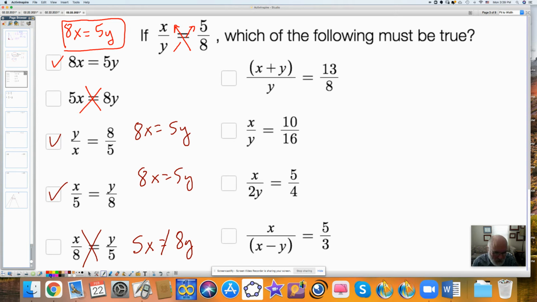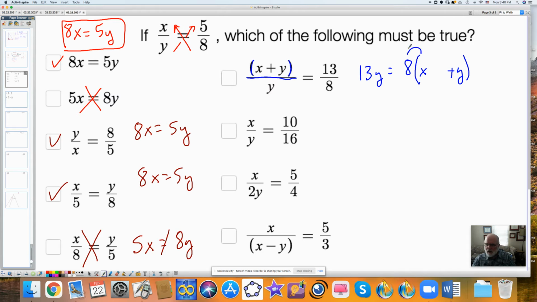Then we come to one that's a little bit different. I'll give this one with an x and a y. Now notice this horizontal line, this divided by sign, is a grouping symbol. Some people don't realize that. I've written the grouping symbols with the parentheses here, but if you don't have parentheses, remember to write them so that when you do the cross product property, you don't get 13y is equal to 8 times x plus y. This would be incorrect. You have to put the parentheses.